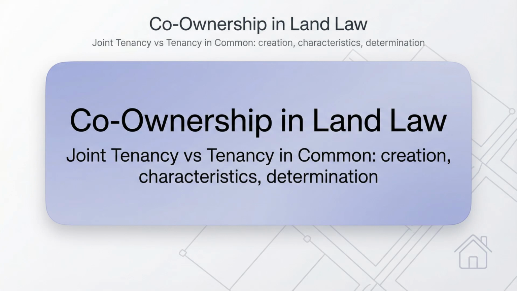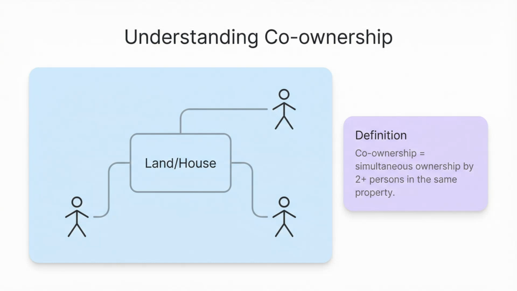In this lecture, the focus is co-ownership in land law: what it is, how it arises, and the two main forms, joint tenancy and tenancy in common. Then we'll look at how to tell them apart, how each is created, and how each can be brought to an end. Co-ownership is simply when two or more people hold an interest in the same property, usually land.